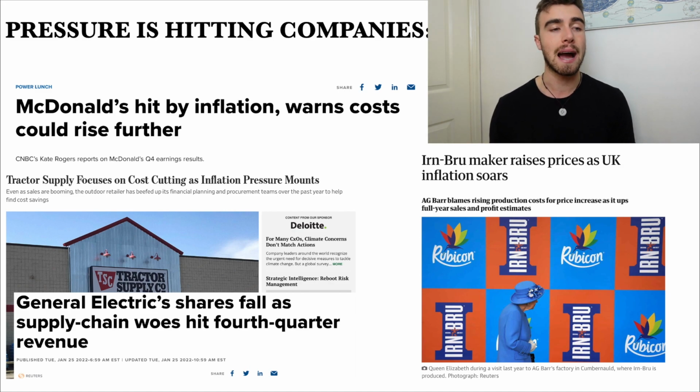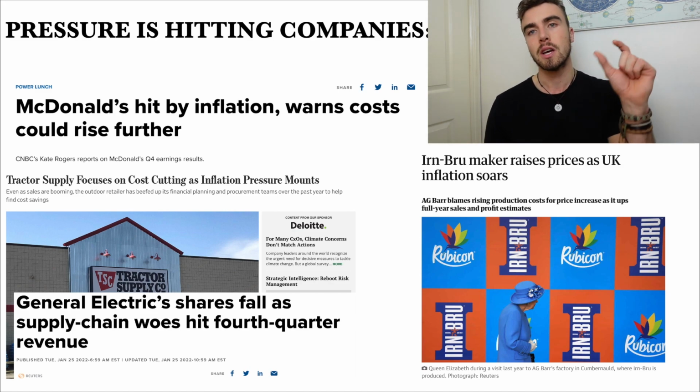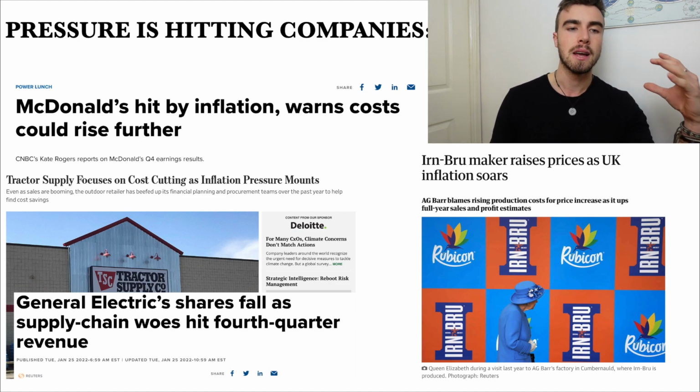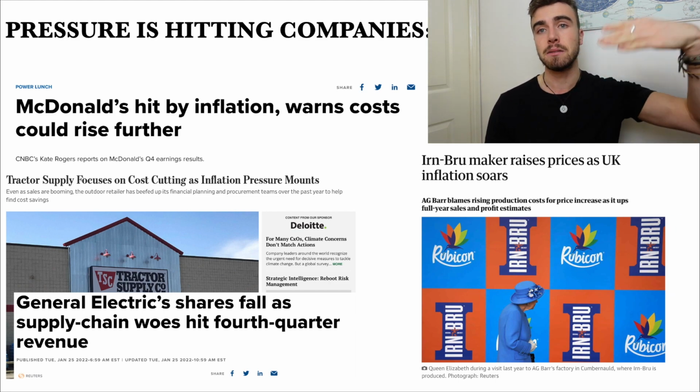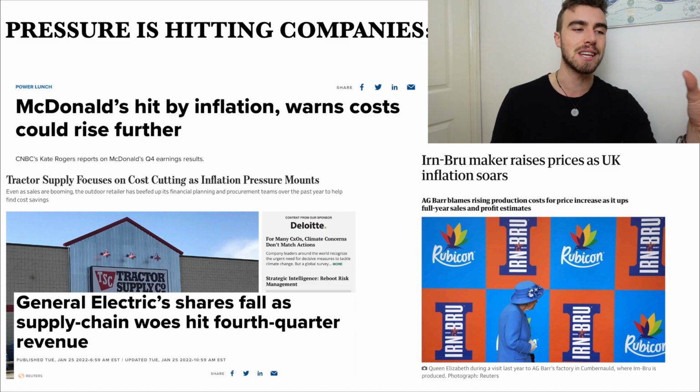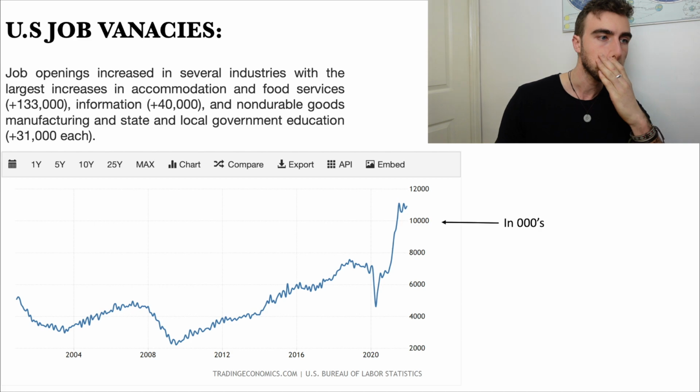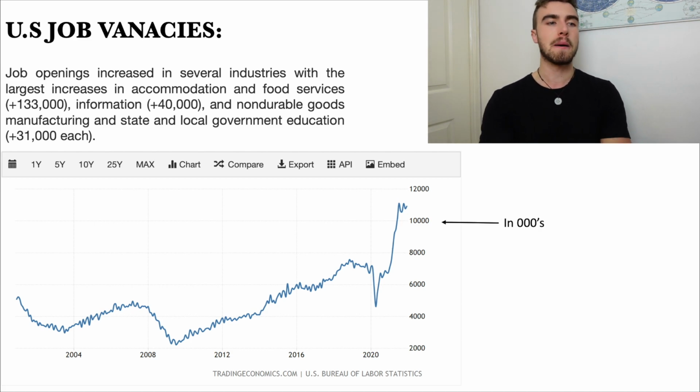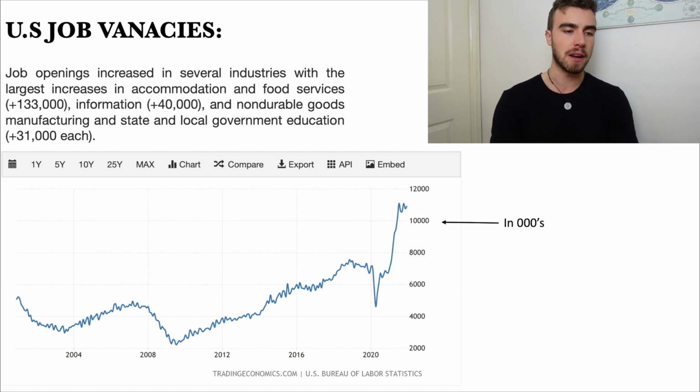I mean, you only have to look at companies' Q4 results. Put Control F into inflation, put inflation in using Control F, and you can see massive concerns in many different companies. Right, this is another massive problem that's contributing to inflation.